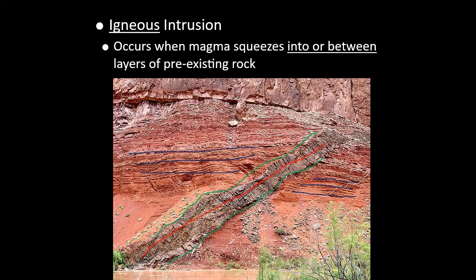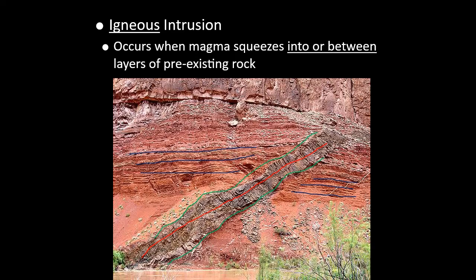For igneous intrusion, the magma squeezes into or between layers of pre-existing rock. This is the igneous rock that usually goes in between a sedimentary rock, or layers of sedimentary rocks. In this case, we have our intrusion right here, this red line. This is our igneous intrusion. In blue, we have our sedimentary flat layers. So the igneous rock can only come through once those flat layers were already put down.